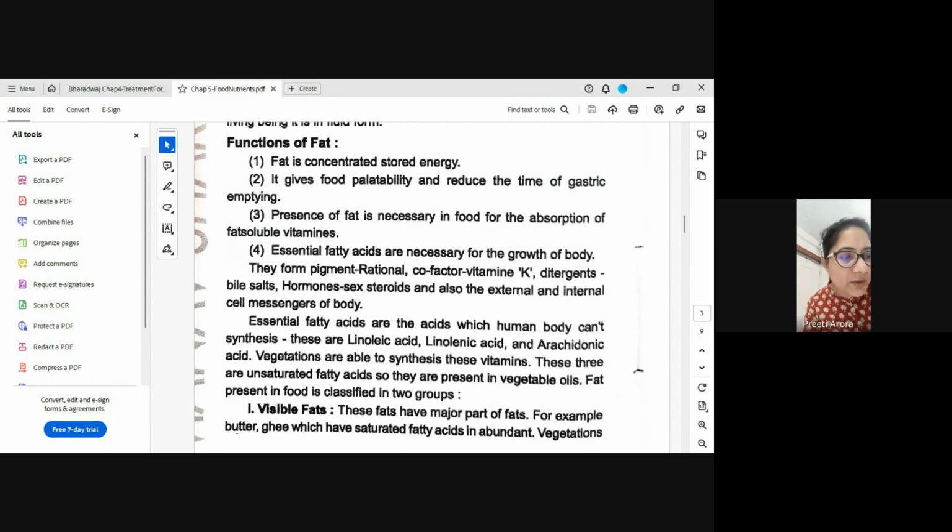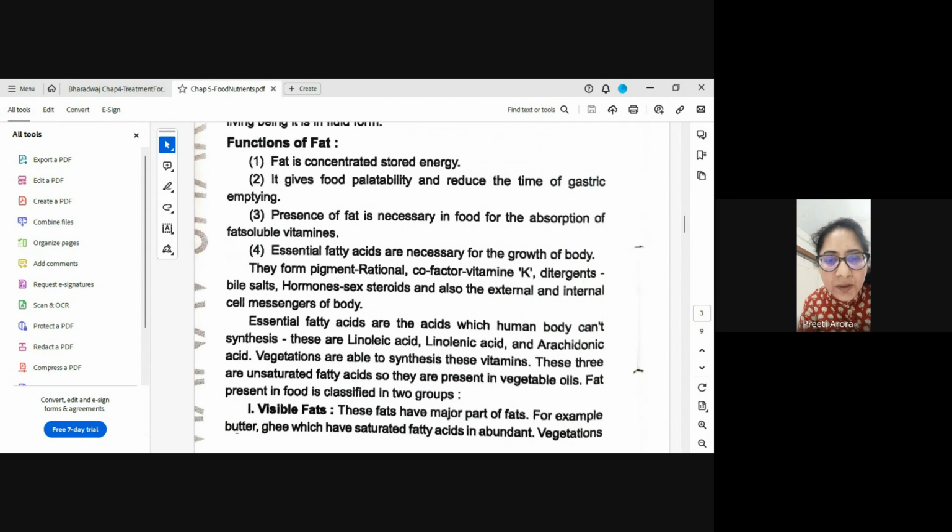And then it also reduces the time of gastric emptying. Now, gastric emptying refers to the time that it takes for the food to move from your stomach to your duodenum, and so on into your small intestine. And then it continues its journey in the large intestine, and then it is moved out of your body gradually. So when you have fat in your food, this reduces the time of gastric emptying.